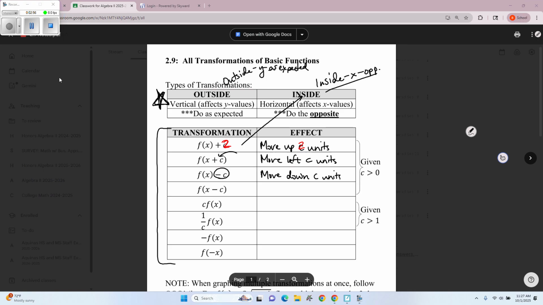Next one down, we're back to an inside transformation because it's inside the parentheses. So again, similar to what we talked about, inside affects our x values, so we're going to go left or right, but opposite of what we think. When I see a minus c, I think I should go to my left towards the negative x values, but I'm actually going to go to the right.